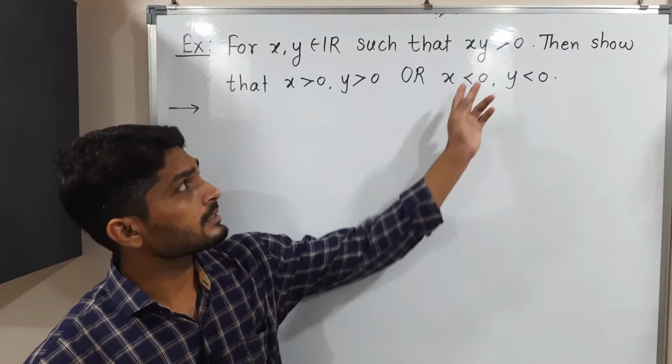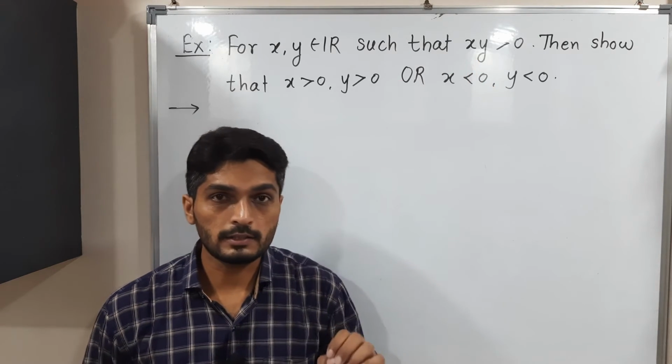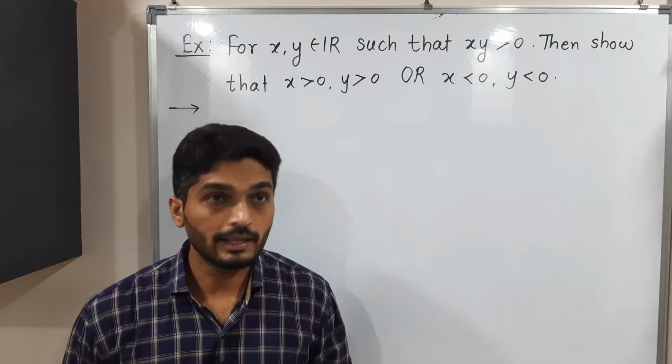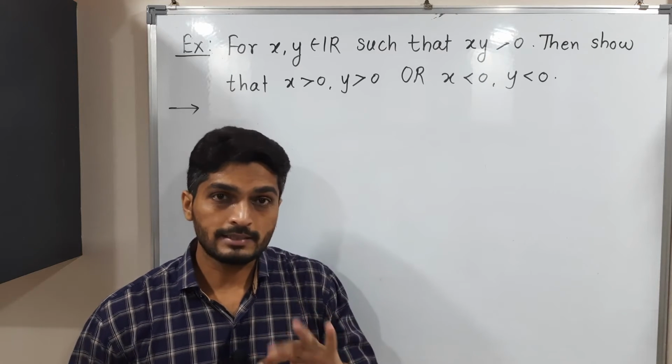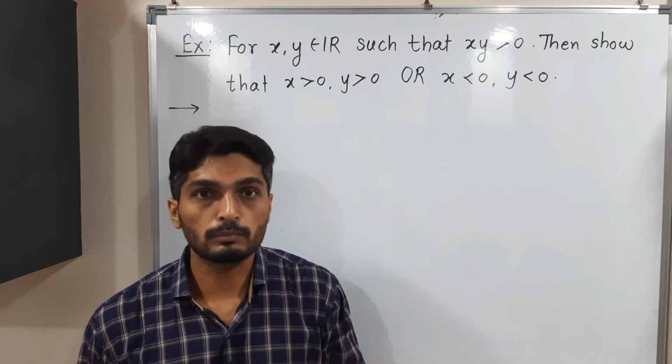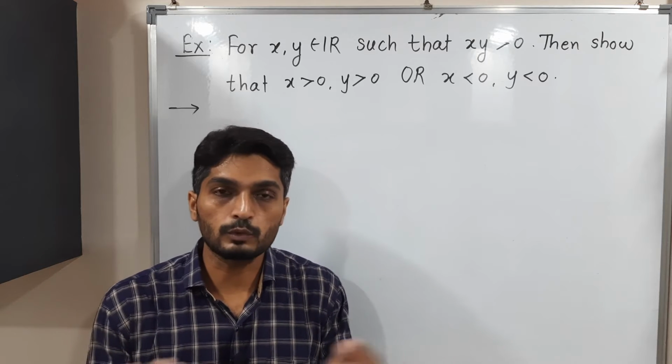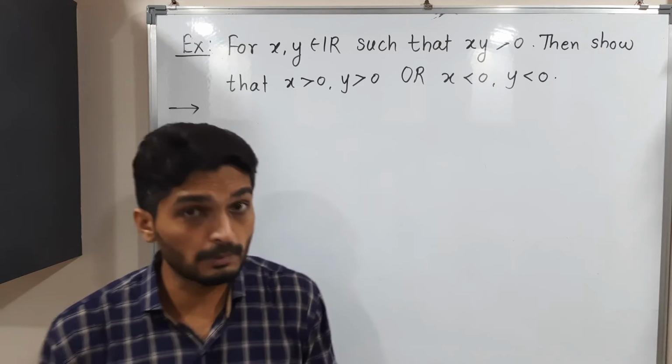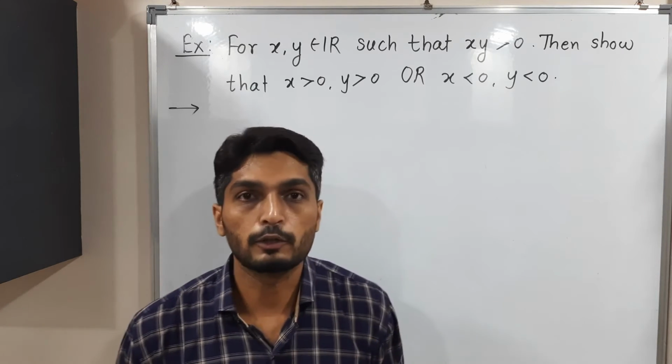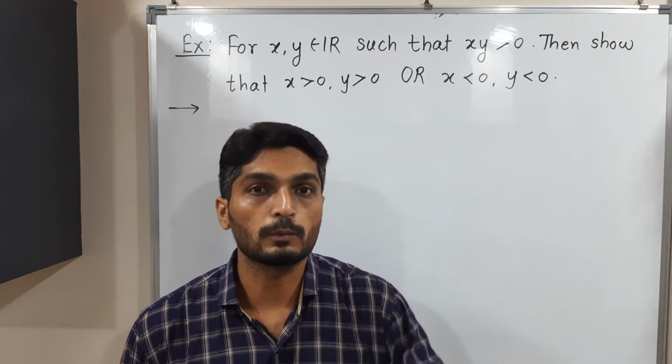What this result says: x into y is positive. That is a given thing. Then they say either x and y, both of them are positive or both of them are negative. We know now product of two numbers is positive. That means both of them should be positive or both of them should be negative. But this thing we have to prove now.